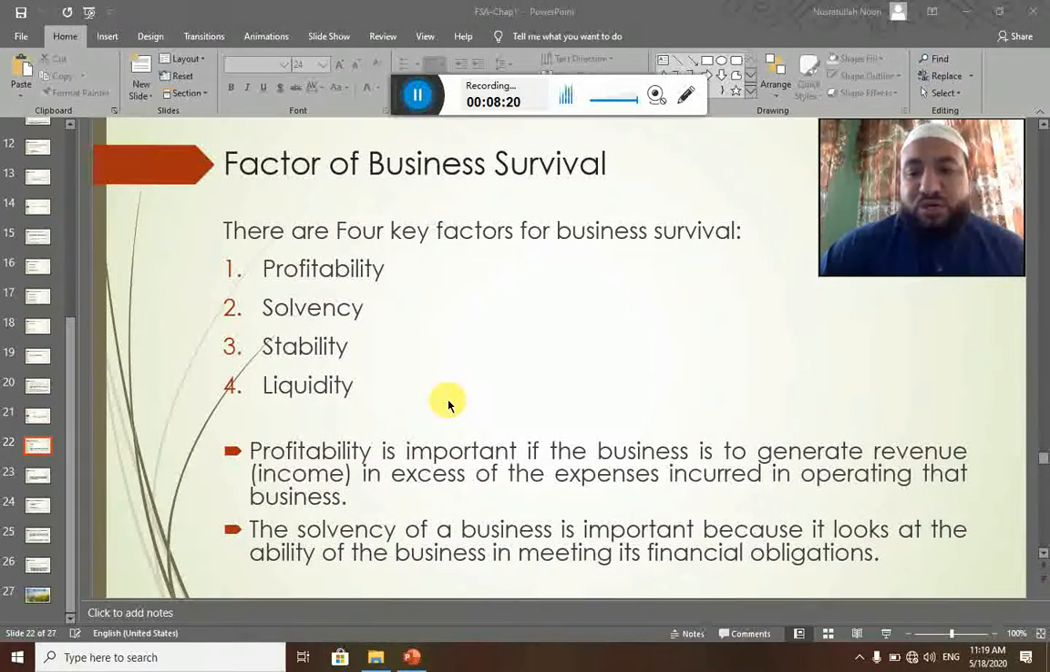Solvency of a business is important because it looks at the ability of the business to meet its financial obligations, right? Every business has a financial obligation. That financial obligation could be short-term or long-term. Financial obligation means qarz, right? Credit. It could be long-term, it could be short-term. So with the help of solvency, we can know the ability of a business or a company or a project to meet its financial obligations, to pay for the long-term debts and to pay for the short-term debts.